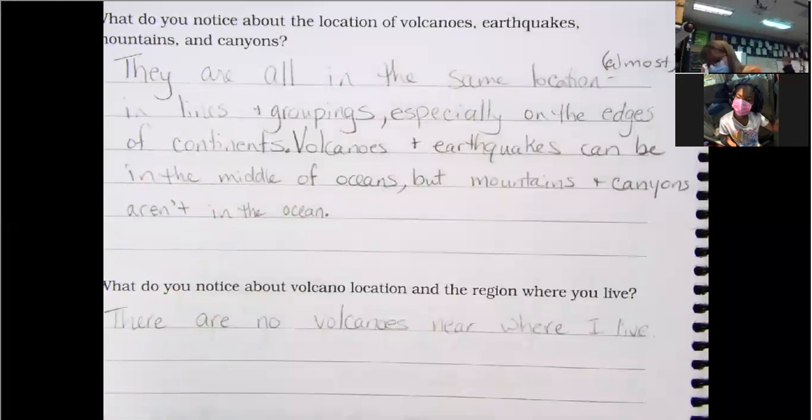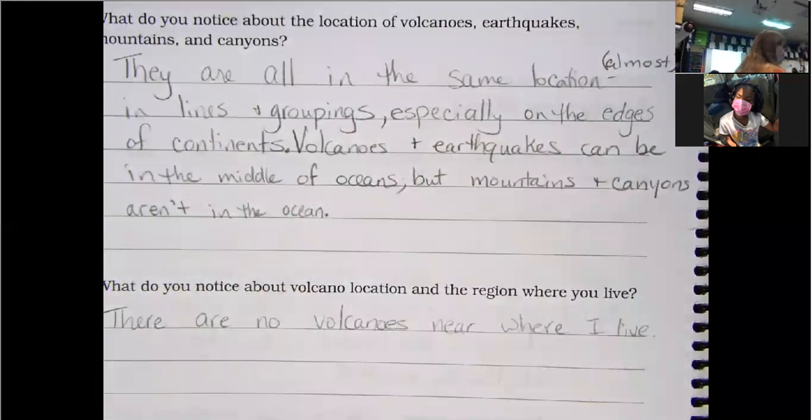And then it asks, what do you notice about volcano location and where we live? There are no volcanoes near where we live. I didn't notice any of those on the drive here either today. I think we'd notice on the news if a volcano suddenly popped up. I think it'd be talked about if a volcano suddenly pops up.